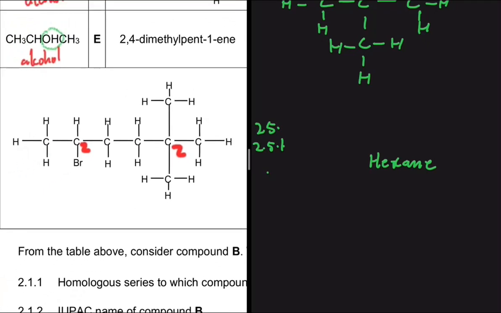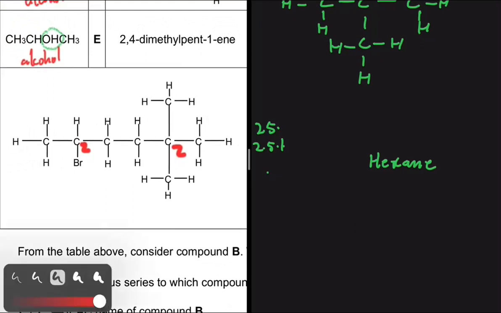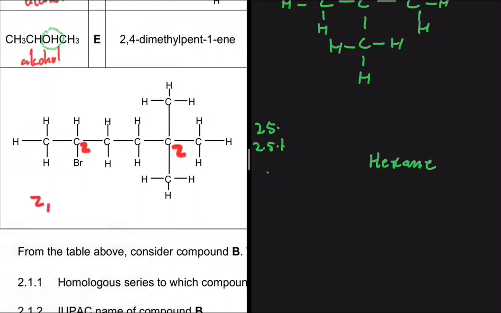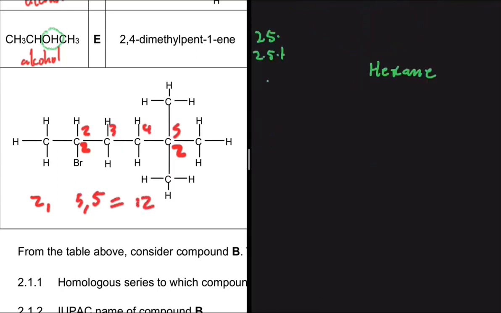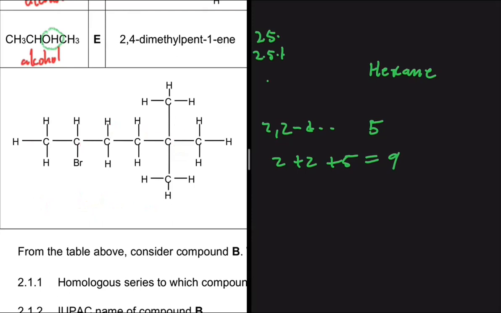What do I mean by that? If we start numbering from the left, we're going to have 2 for bromo, and then 2, 3, 4, 5, and then 5, 5 for the dimethyl. These numbers give us 12. If we start numbering from the right, we're going to have 2,2 for the dimethyl, and then 5 for the bromo. So this is 2 plus 2 plus 5, which equals 9. If we start numbering from the right, we have the smallest number, and that's what we need to do. Nothing takes preference between the halogen and the branch.